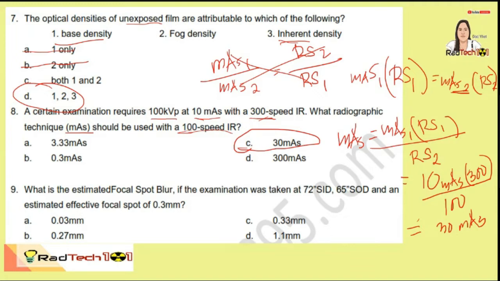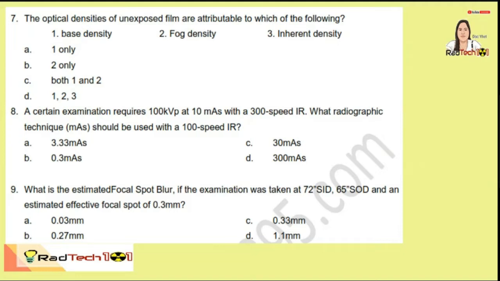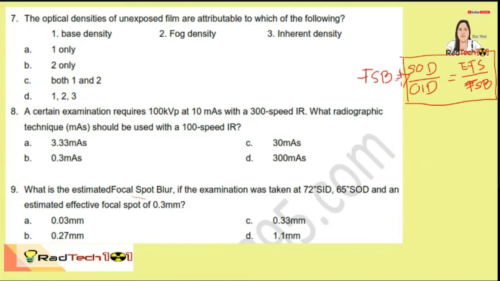Next, number 9. So what is the estimated focal spot blur if the examination was taken at 72 inches SID, 65 inches SOD, and an estimated effective focal spot of 0.3 millimeters? So I will erase the writings para may space tayo for solving sa number 9. So the formula, we are looking for focal spot blur. So focal spot blur is equal to SOD over OID is equal to EFS or effective focal spot divided by the focal spot blur. So pwede natin i-cross multiply ulit. So pwede siyang SOD times focal spot blur is equal to OID times effective focal spot.